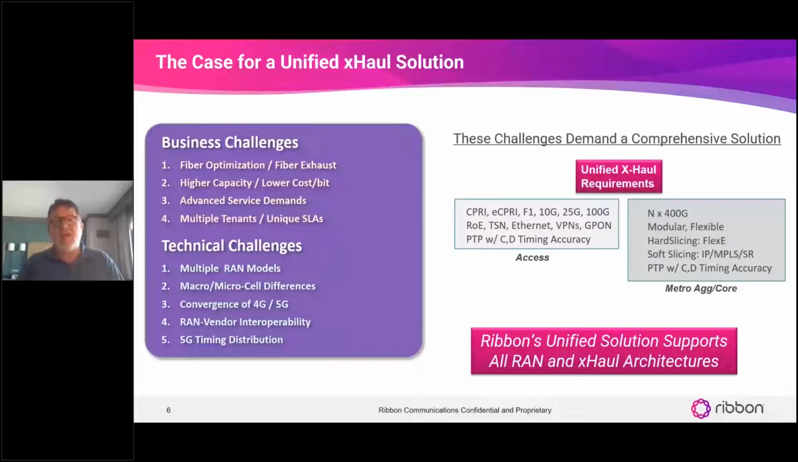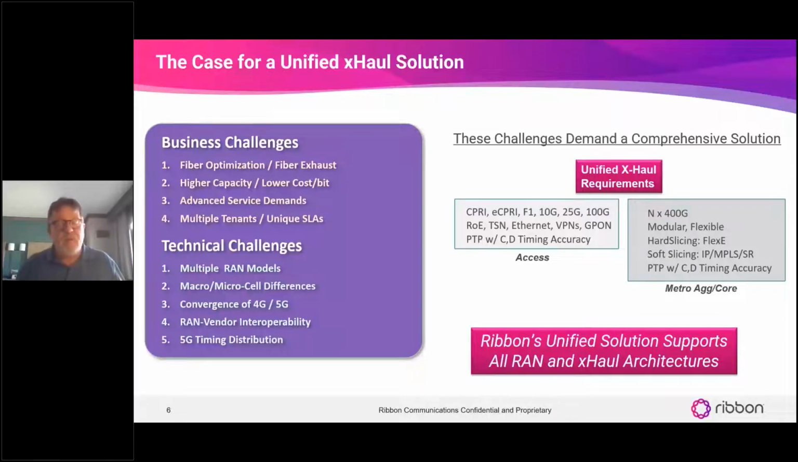RAN vendor interoperability. At the moment, we're working towards virtualization and open RAN, but until we get there, your RAN vendors are going to have to work and play well with each other, right? This is a core philosophy here at Ribbon: we expect to have to work and play well with others. We are not expecting you to build an all-Ribbon network end to end, nor should you have to. That's vendor lock-in. That's not good for anybody. It's not good for innovation. It's not good for the end provider. And so that's something that we definitely want to steer against.